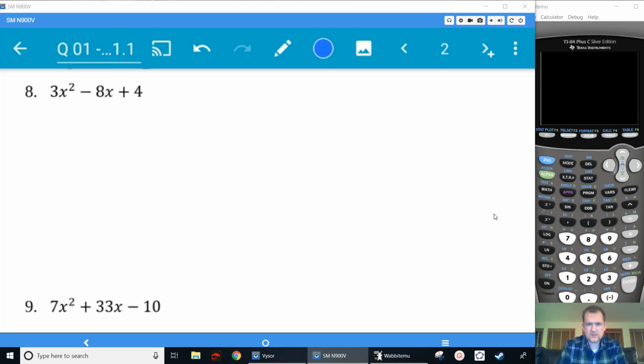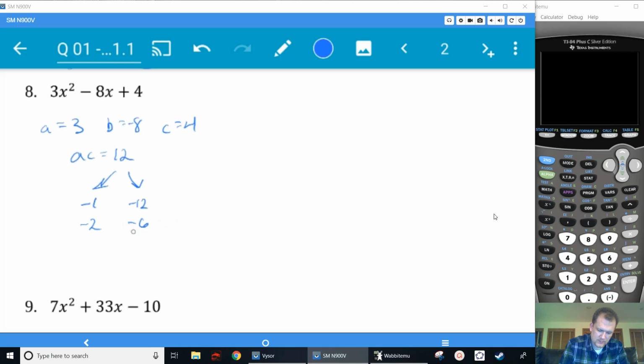Same process on these four problems. So A is 3, B is -8, C is 4, AC is -12, or no, +12. I'm looking for pairs that are negative here, so -1, -12, those add to -13, that's no good. That one's going to do it, right? I don't need to continue on once I have a pair that works. So decompose the middle term like that.